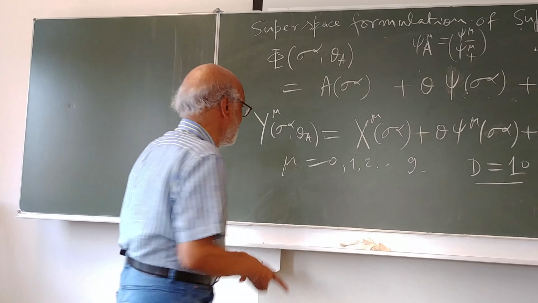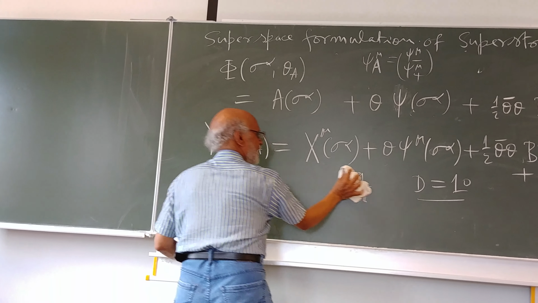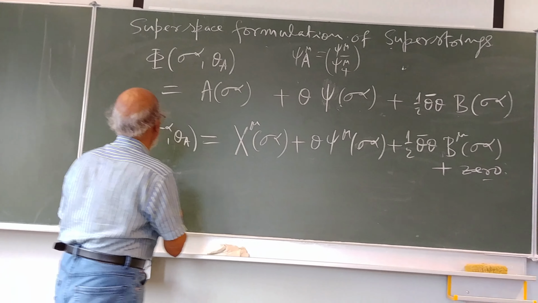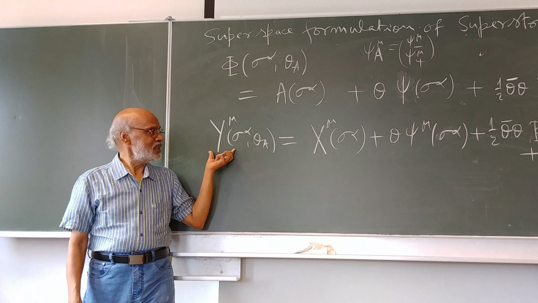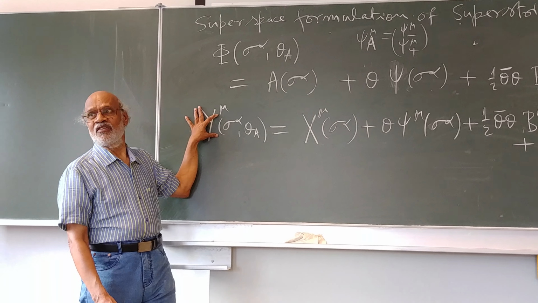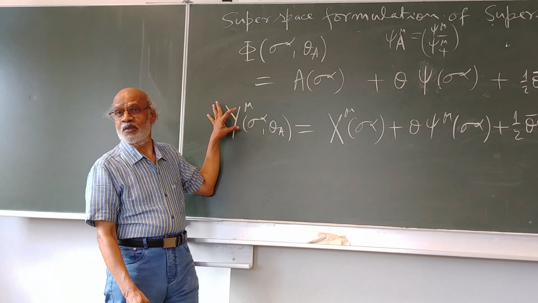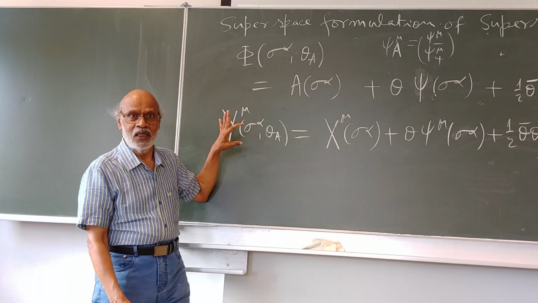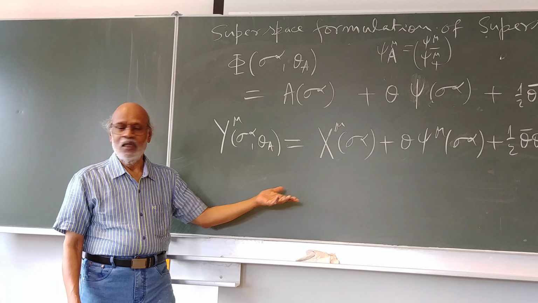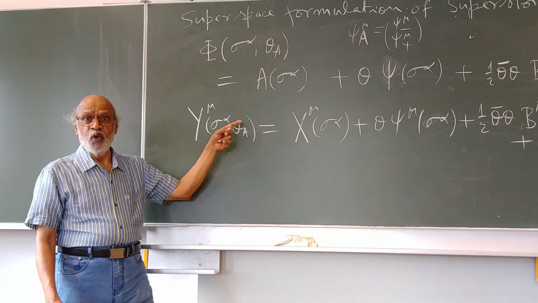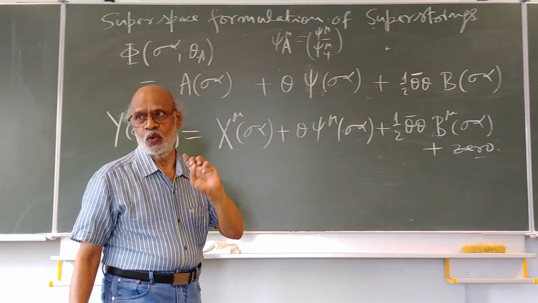So, but this point is very crucial. Here mu takes values, we want to make it a mu vector. Here mu takes values 0, 1 to 9. So it's a mu vector in the target space, but this is a scalar field with respect to the worldsheet, the super worldsheet. Because the super worldsheet does not know mu, with respect to the super worldsheet it transforms like a scalar, whereas it transforms like a mu vector with respect to the target space coordinates.